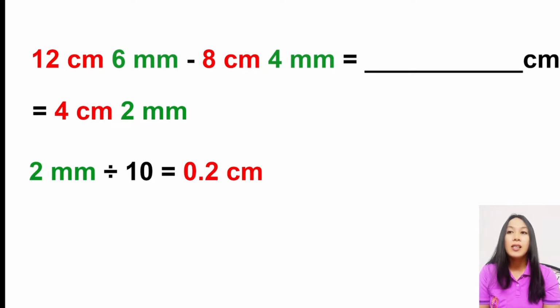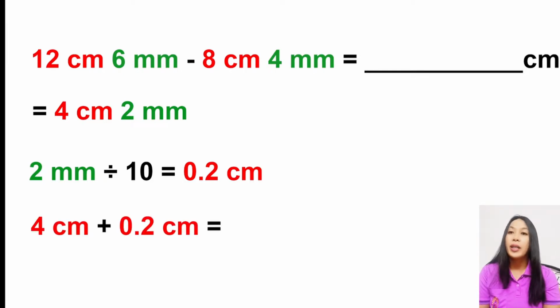And then the last step is to add 4 centimeters and 0.2 centimeters. And now we get an answer of 4.2 centimeters. So it means that if we subtract 12 centimeters and 6 millimeters minus 8 centimeters and 4 millimeters to centimeter, the answer is 4.2 centimeters. Okay.